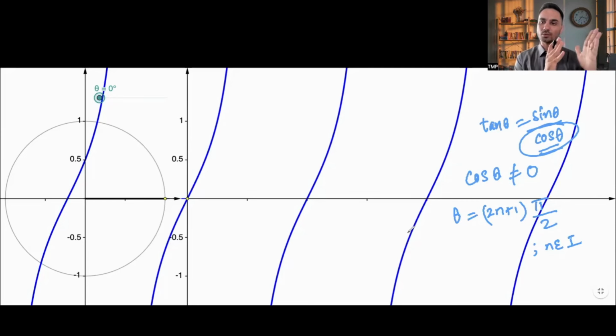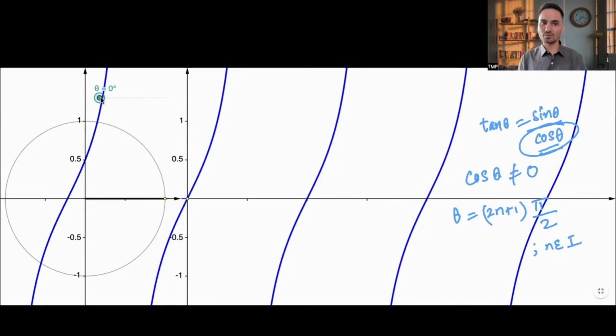And at these values of theta, we say that tan theta approaches infinity or -infinity. As well, there will be holes or gaps in the graph. And when you draw these lines, theta equals (2n+1) pi over 2, the graph will be very close to these lines, but it will never touch them. And these lines are called asymptotes.